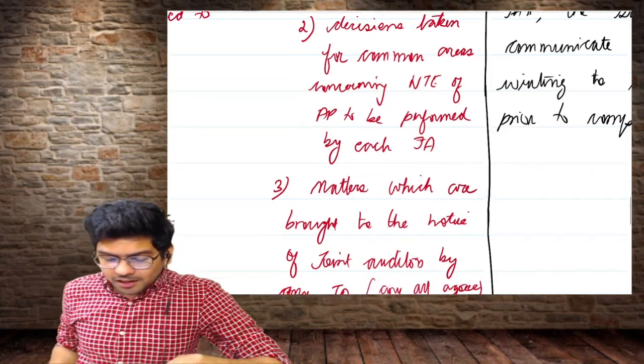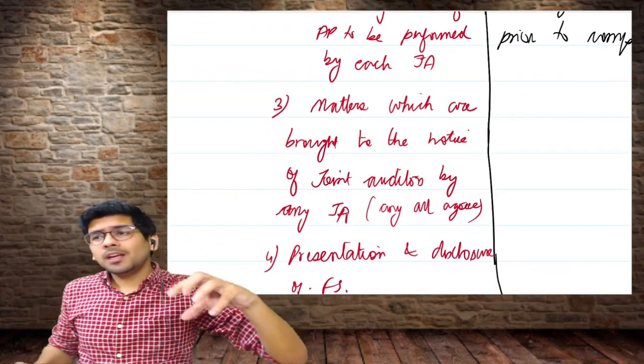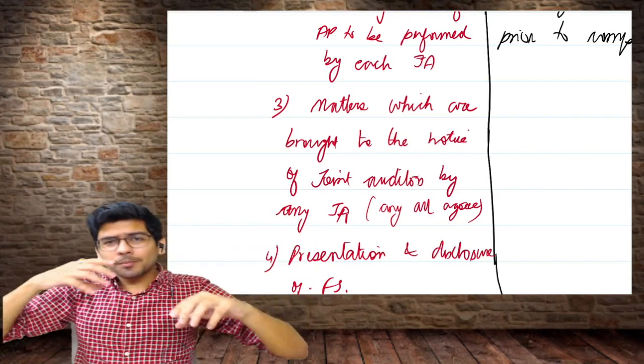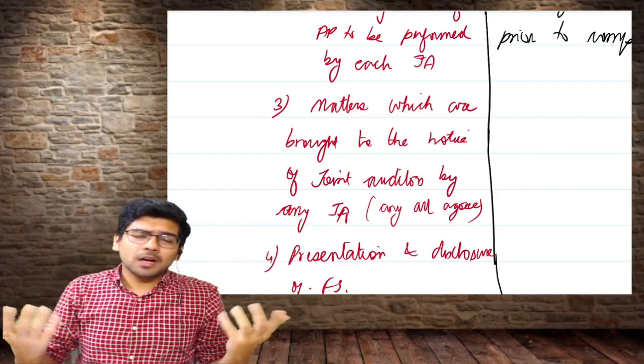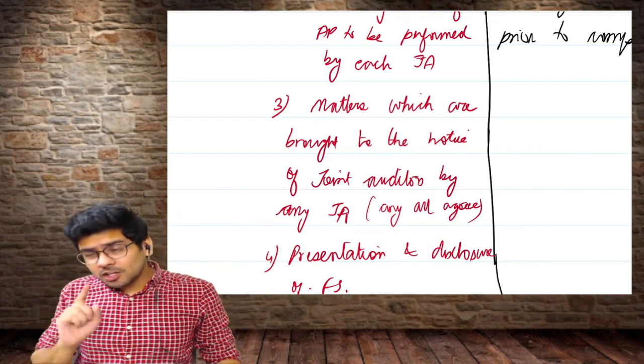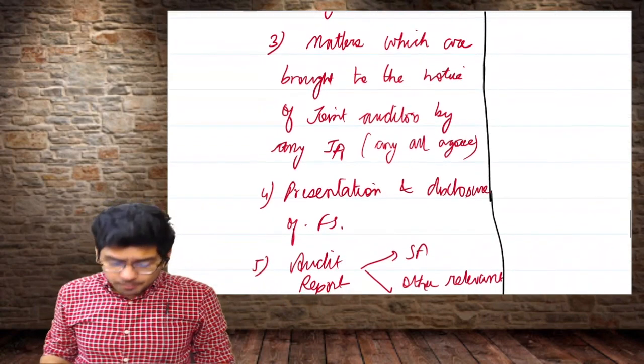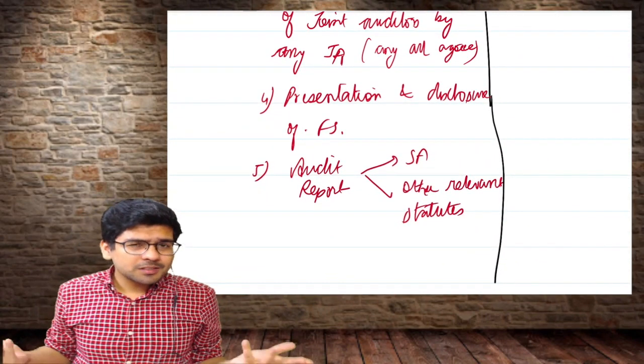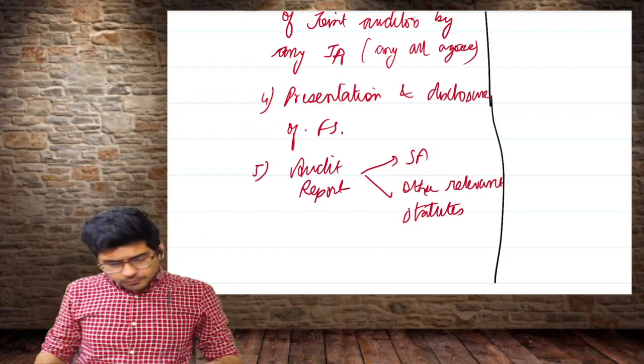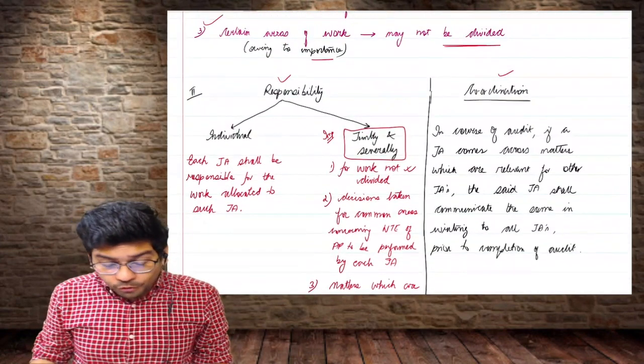Then matters which are brought to the notice: A and company tells B, C and D and company a few things about the company, and all of them agree, so this again becomes a common matter. Each one of them will be jointly and severally liable. Presentation and disclosure of financial statements, and last we have the audit report. So this is a point with respect to responsibility.